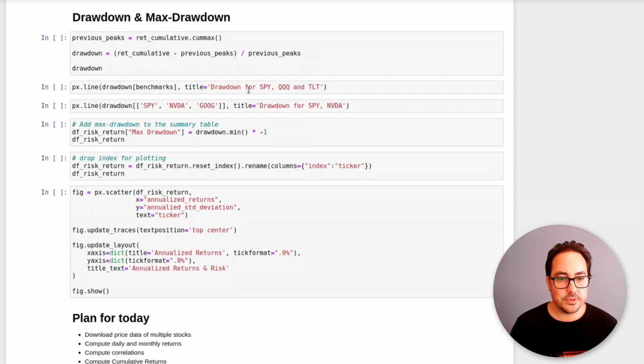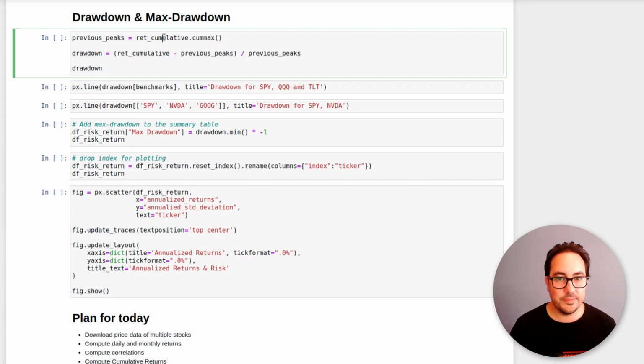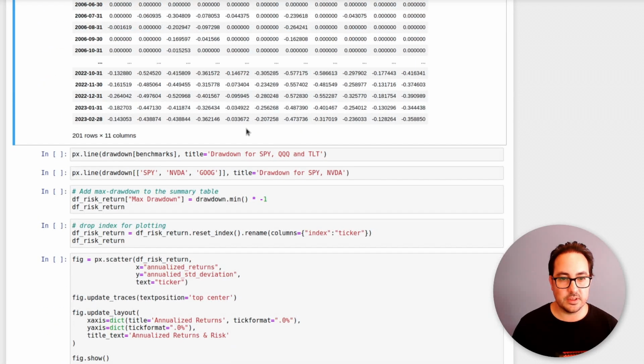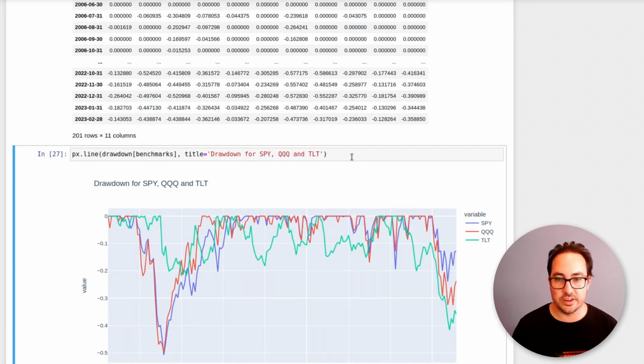So a few more statistics that are useful are the drawdown and the max drawdown. I personally like looking at this because it gives me a more intuitive idea of the risk. So this is computed with the cumulative returns. So you basically compute the cumulative maximum, and then we do this calculation. So let me show you how this looks, and I think it will be clearer here.